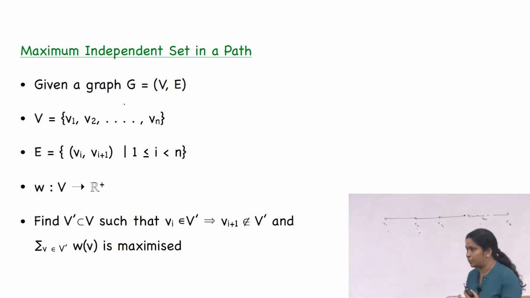That might be possible, right? Like for example, if you have this V1, V2, V3, V4 and the weights are like this.